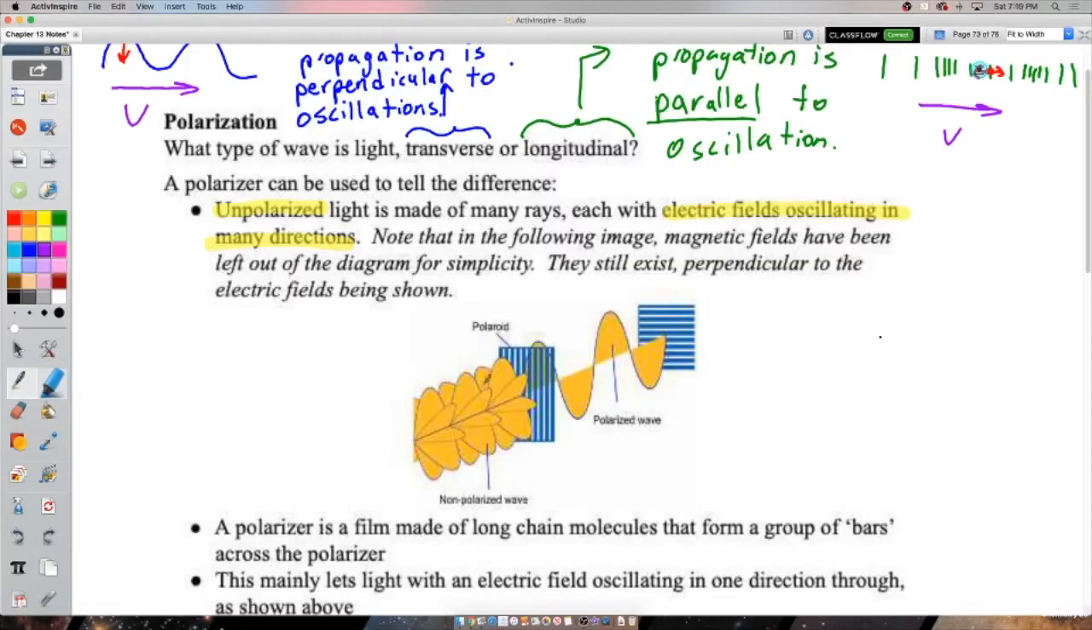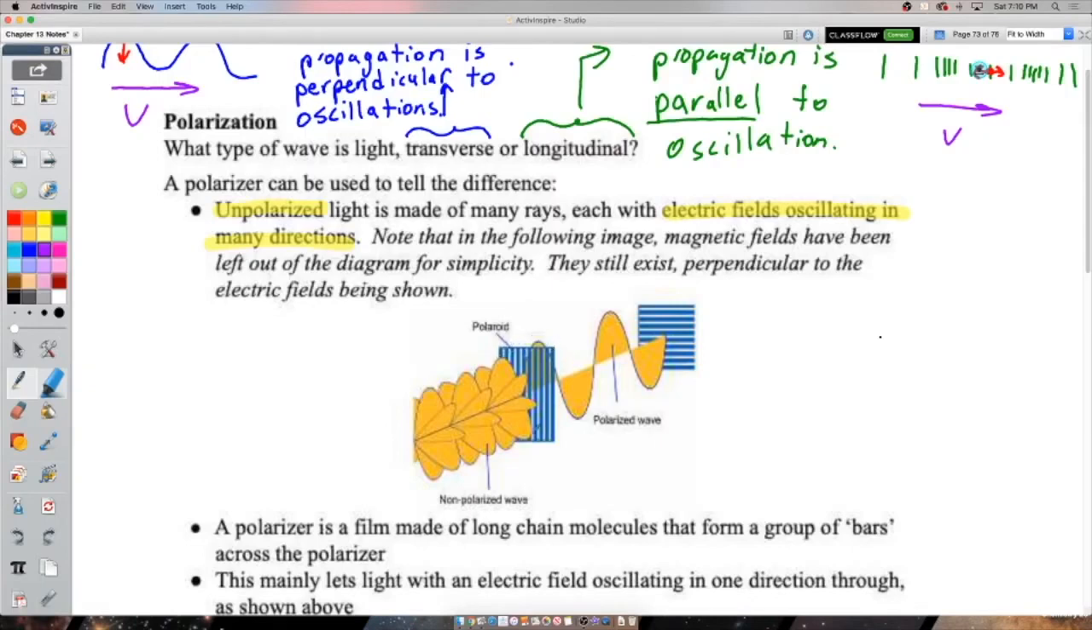So this is what unpolarized light looks like, right? Each of these electric field components goes, realistically, 360 degrees around. So it would actually look more like a tube, right? They've just drawn a few. Each of them does have their own magnetic field. Don't forget that. We can pass it through something called a polarizer.